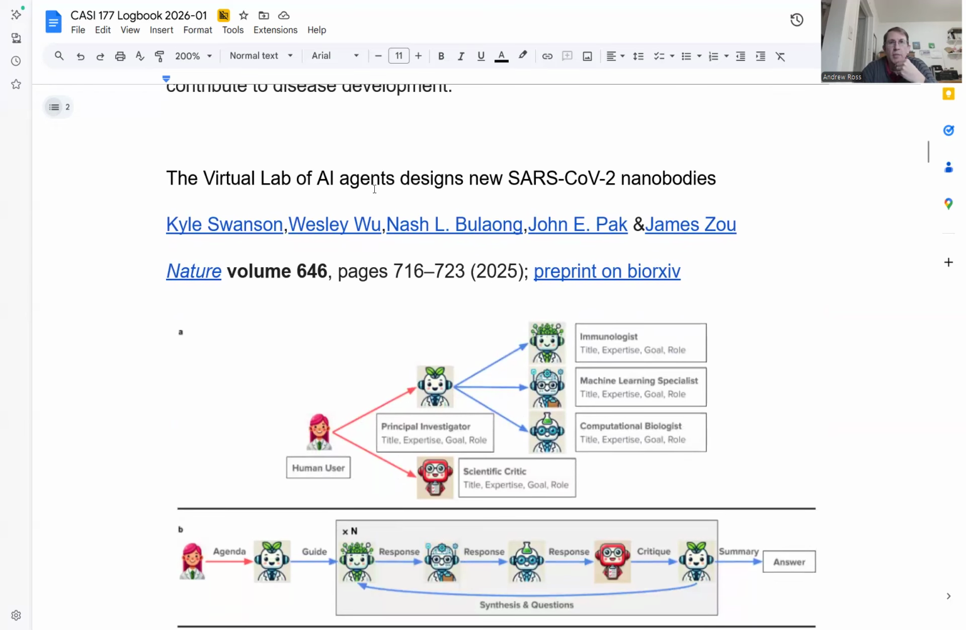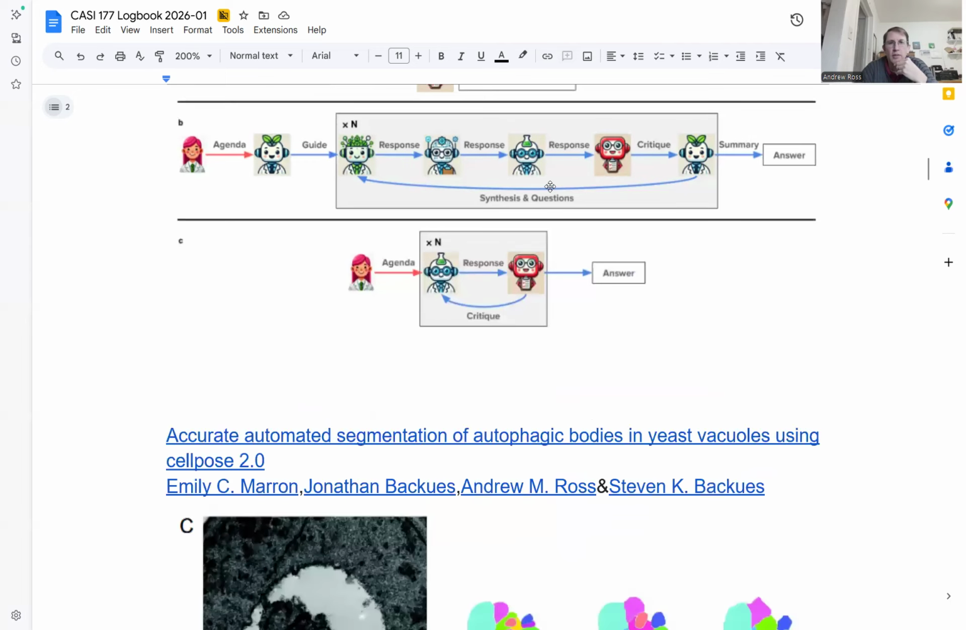Here's a biology paper where these researchers trained an AI to act like a principal investigator, which is usually what we call the human in charge of a study, and then also trained another AI to act like an immunologist, another AI to act like a machine learning or AI specialist, and another AI to act like a computational biologist, and then had kind of team meetings between these various AIs as if they were people having team meetings, all with the goal of making some sort of antibody-like things to bind on to a virus. So that was pretty interesting.